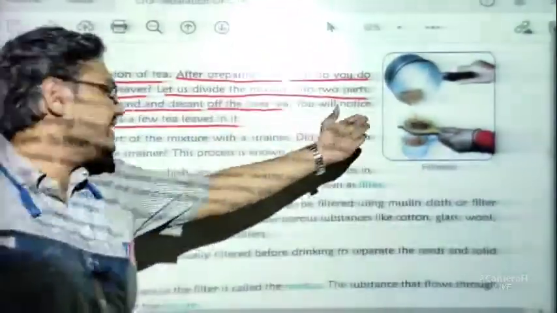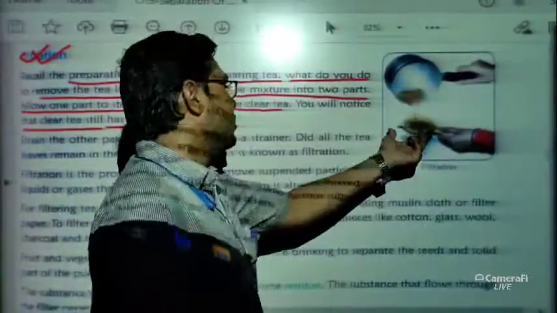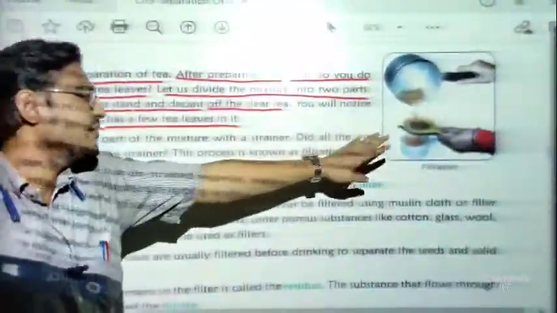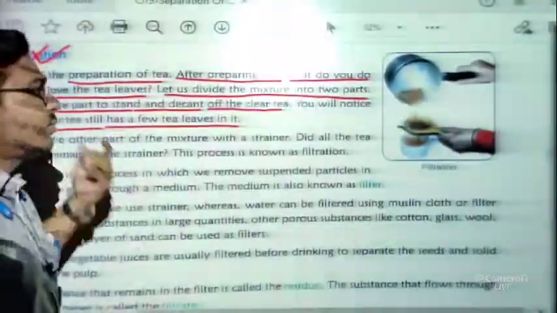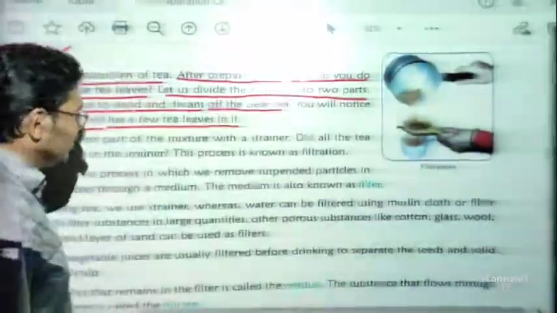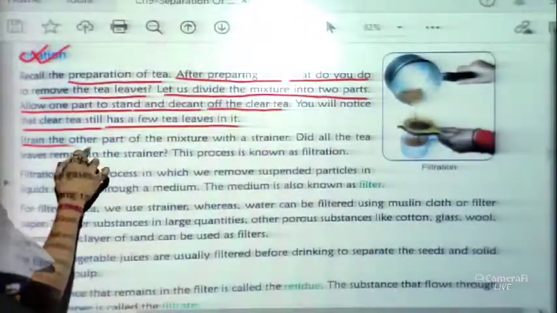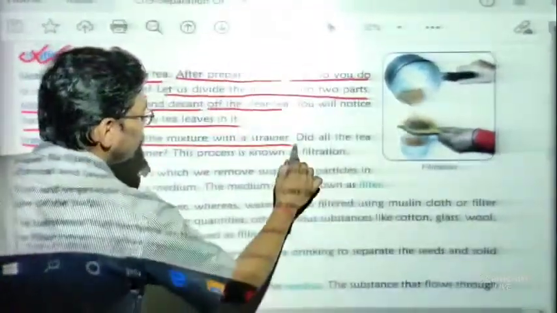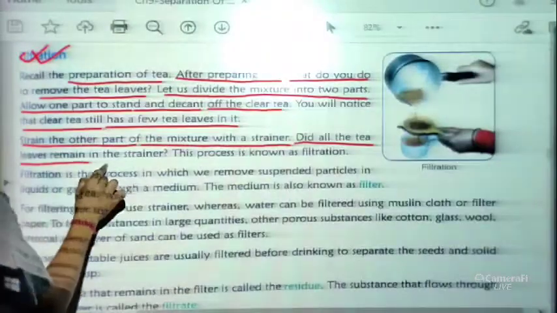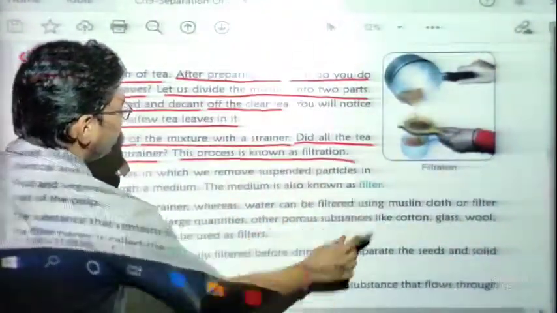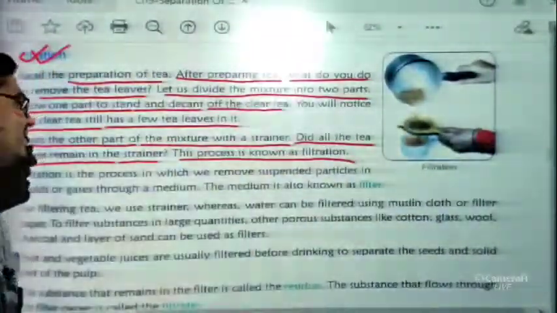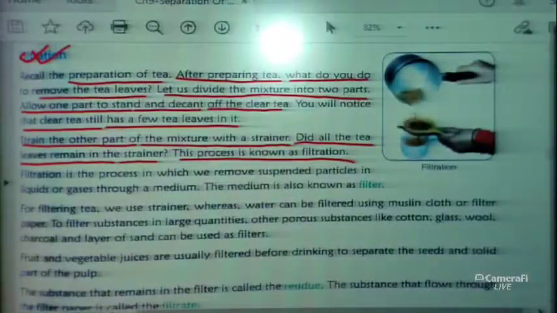Okay, so see this picture, this is called filtration. This type of filter we also have in our houses, everybody has this type of filter. By using these filters we can easily separate the tea leaves and our tea. Now strain the other part of the mixture with a strainer. So this is nothing but the strainer. Did all the tea leaves remain in the strainer? So this process is known as filtration. Filtration means just to filter. We have this strainer in all our houses.